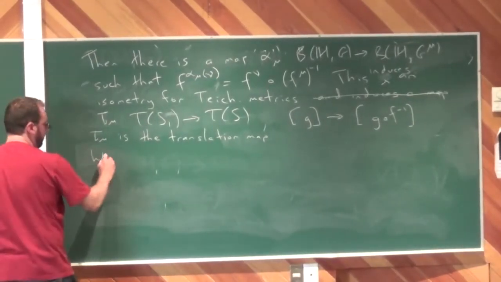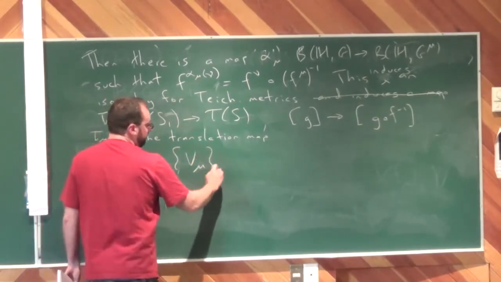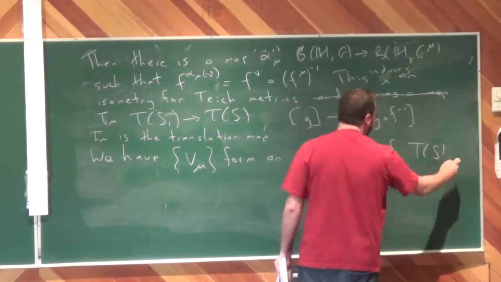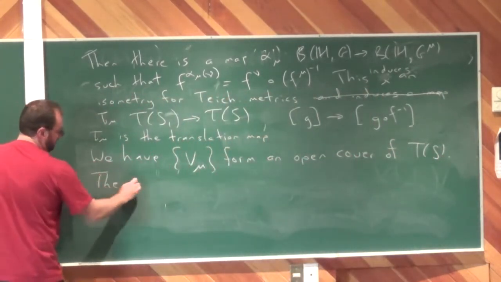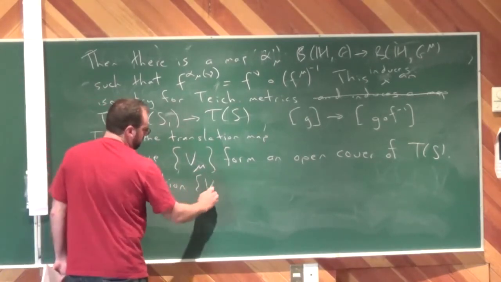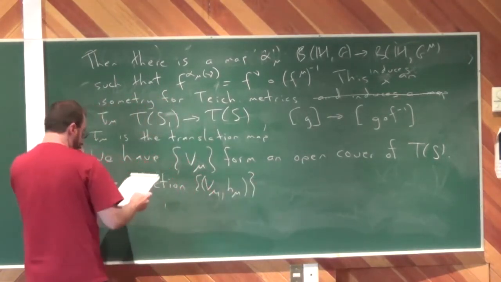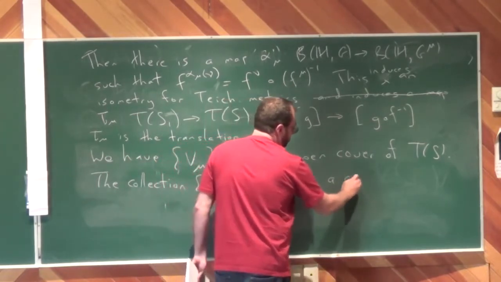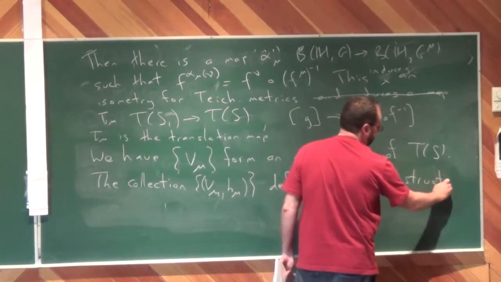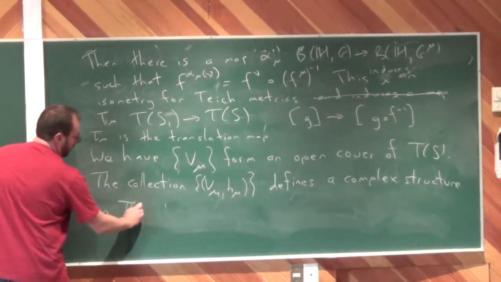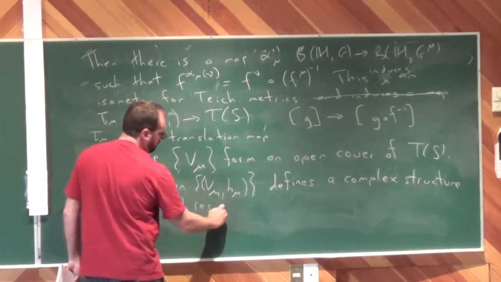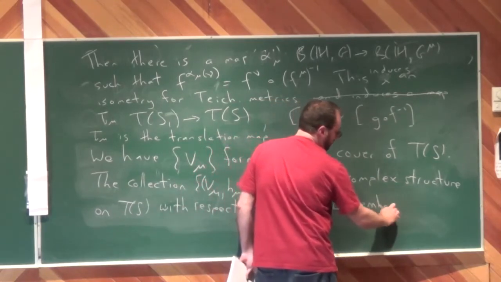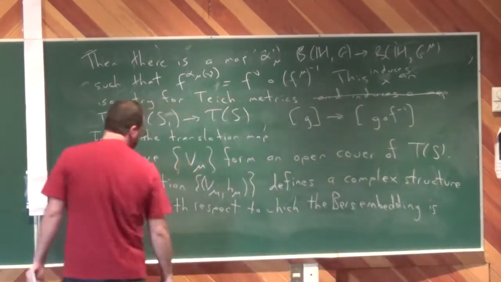So what have we got? Well, we have that the collection of V mu's form an open cover of our Teichmüller space T of S, and it turns out that the collection of pairs V nu, comma H nu defines a complex structure on Teichmüller space T of S, with respect to which the Bers embedding is holomorphic and in fact biholomorphic.